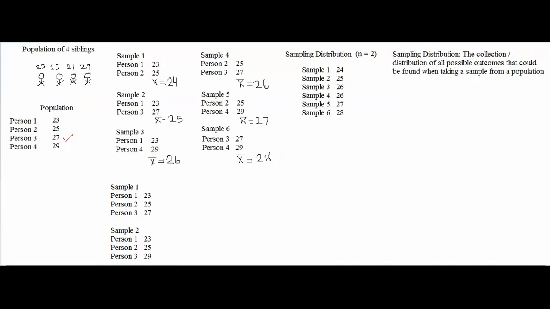Now let's move the red check mark up to person 2. The next possible sample of 3 people will be person 1, person 3, and person 4. Everyone except person 2. So each time we're just leaving out a certain person.